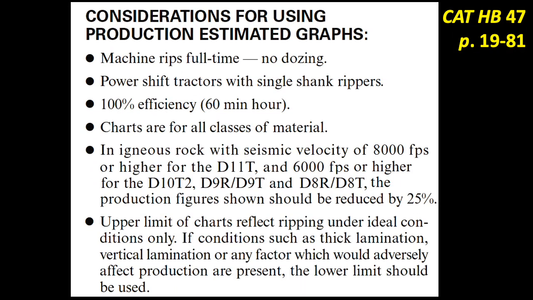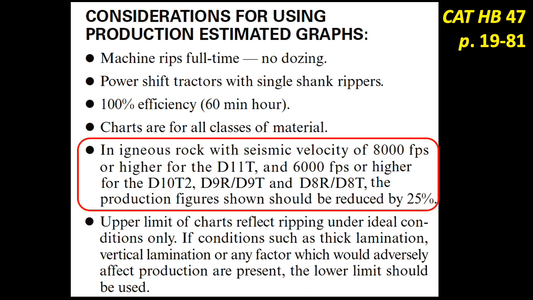This slide lists the assumptions used by Caterpillar when they developed the chart for estimating ideal ripping production. For example, they have the following note for ripping igneous rock, which says an igneous rock with seismic velocity of 8,000 feet per second or higher for the D11T and 6,000 feet per second or higher for some models, the production figures shown in the chart should be reduced by 25%. The bottom line is, you must read carefully any assumptions and considerations when using the performance charts.